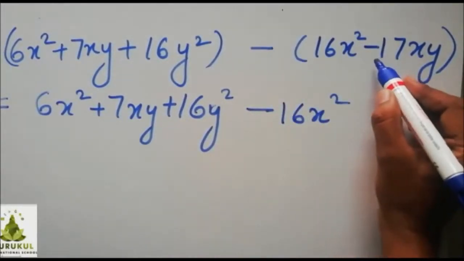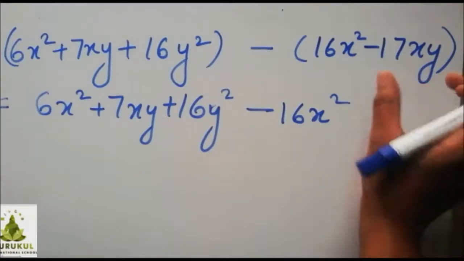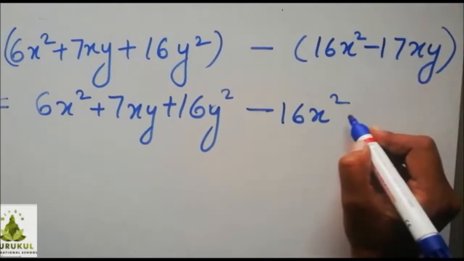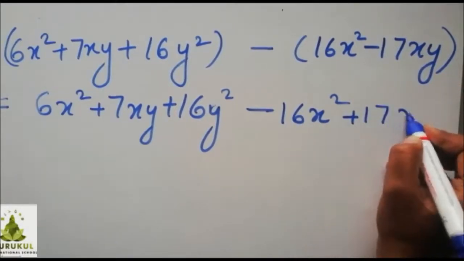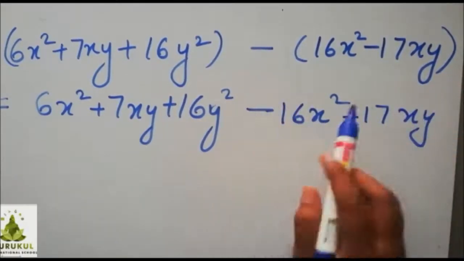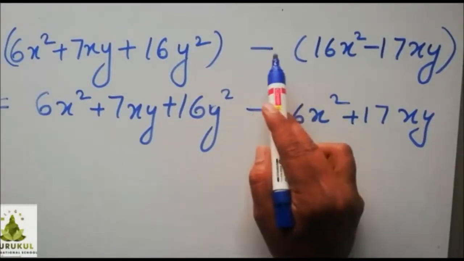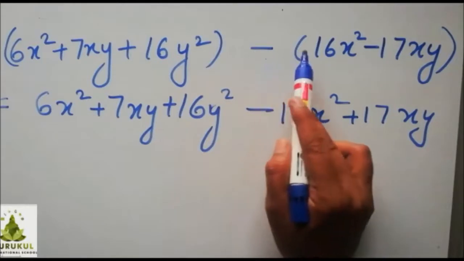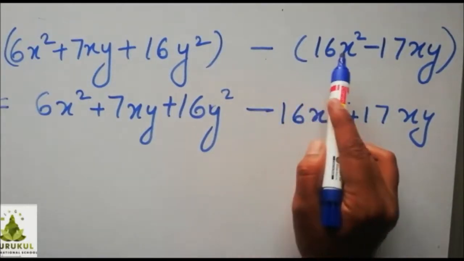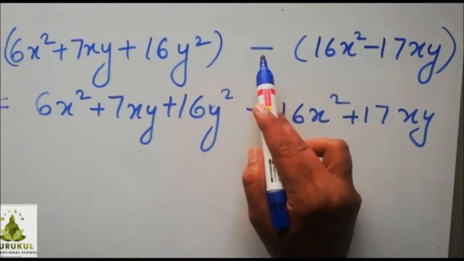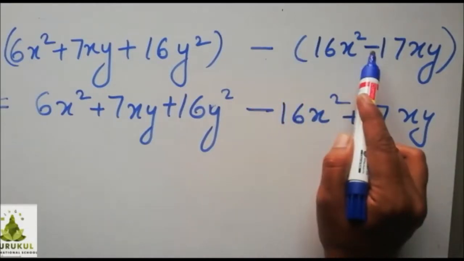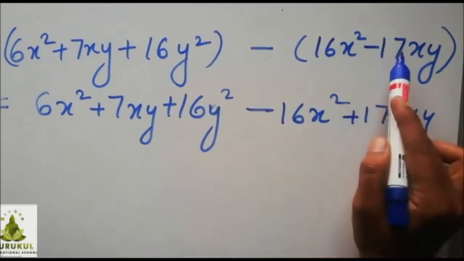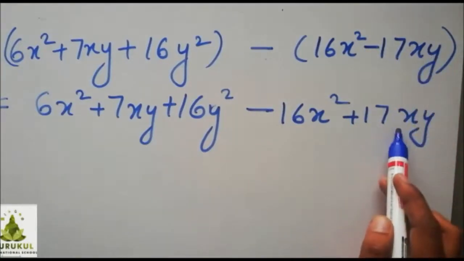Now what is the opposite of minus 17xy? Its opposite is plus 17xy. So plus 17xy. Now you can see how we have opened. Opening the bracket, you can also do minus into the terms here. Nothing means plus. Plus into minus or minus into plus is minus. So minus 16x square if I open with this. Minus into minus is plus, and what is here? 17xy. That way also you can do.